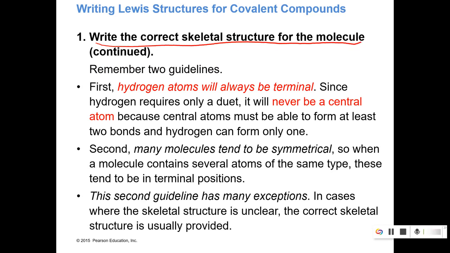Okay, 2 guidelines are very important. 1, hydrogen has to be terminal. This just means an outside atom. Hydrogen cannot be in the middle. That's what it's telling you. It can never be a central atom. Also, hydrogen can only get a duet, which again, we already wrote. Hydrogen does not get dots. Okay. Second, it tells you many molecules are symmetrical, which is good to know. That just means that if it's got several atoms of the same type, they are generally on the outside or terminal positions of the structure.